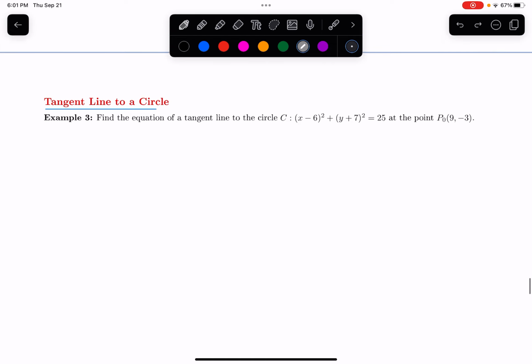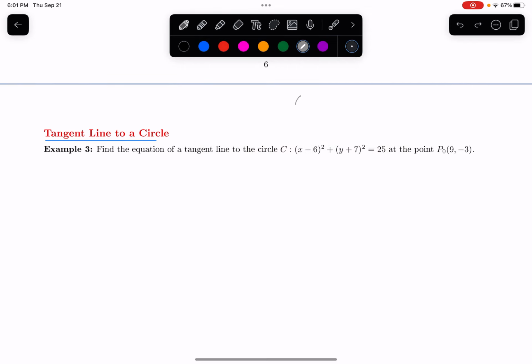So one thing I want to check about this is, this point right here that it's talking about, is that a point on the circle or no? So the way I can check is I can plug it in and see if it works in the equation. So I'm going to plug in 9 for x. So I get 9 minus 6 squared, and then negative 3 is y. Negative 3 plus 7 squared. And I want to see, I put a question mark here, I want to see if it equals 25. So 9 minus 6 is 3. 3 squared is 9. Negative 3 plus 7 is 4. 4 squared is 16. So I get 9 plus 16 equals 25. Is that true? Yeah, that is true. So that point is on the circle. This is a point on the circle.